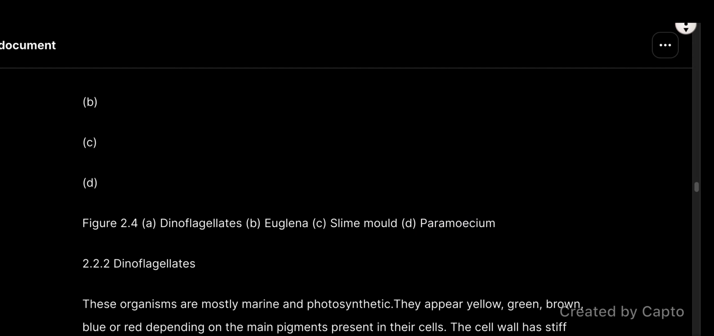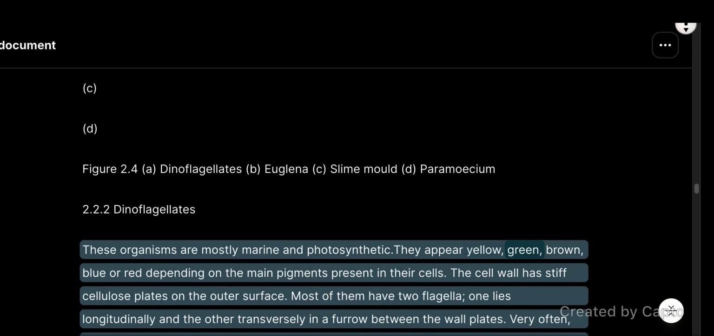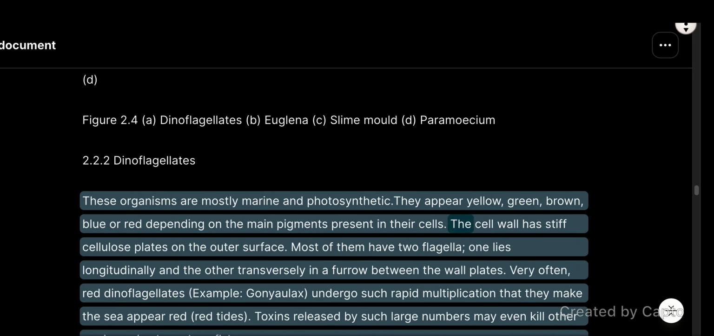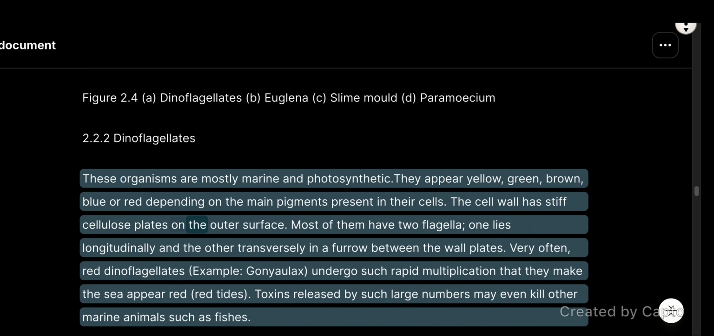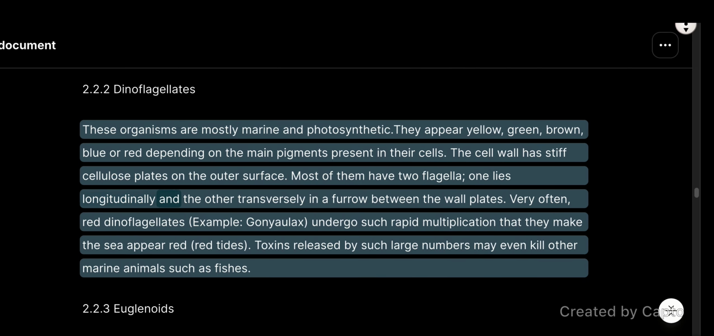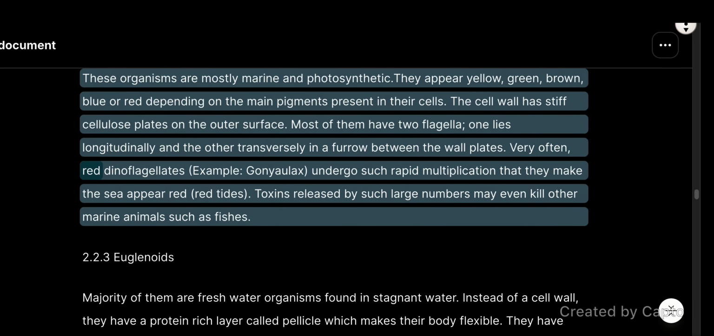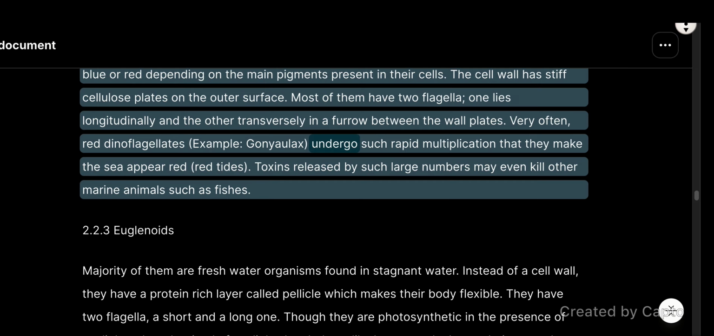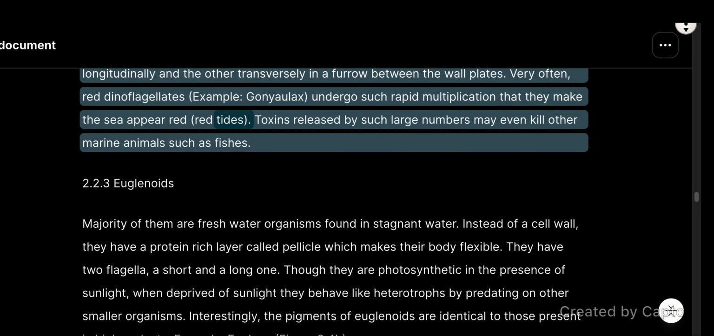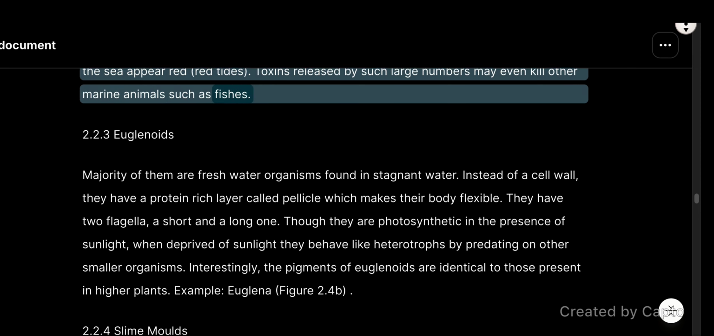2.2.2 Dinoflagellates. These organisms are mostly marine and photosynthetic. They appear yellow, green, brown, blue, or red, depending on the main pigments present in their cells. The cell wall has stiff cellulose plates on the outer surface. Most of them have two flagella. One lies longitudinally and the other transversely in a furrow between the wall plates. Very often, red dinoflagellates, for example Gonyaulax, undergo such rapid multiplication that they make the sea appear red, causing red tides. Toxins released by such large numbers may even kill other marine animals such as fishes.